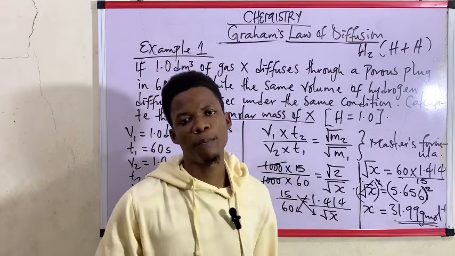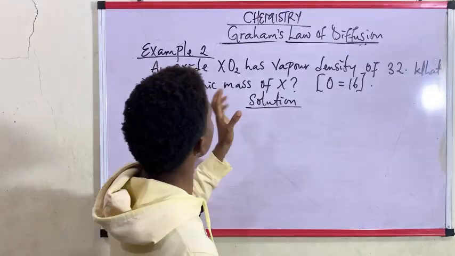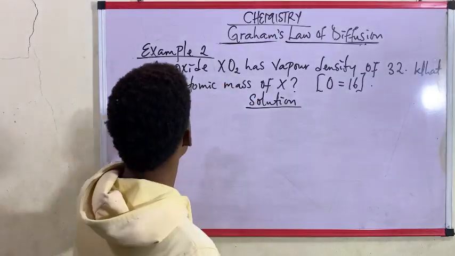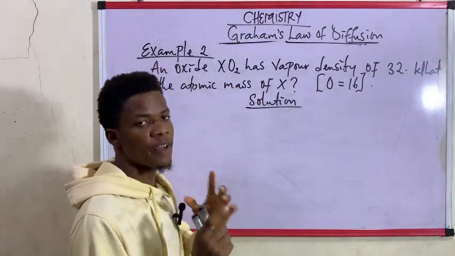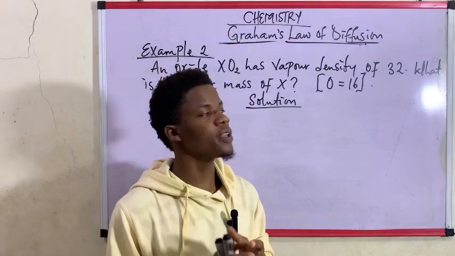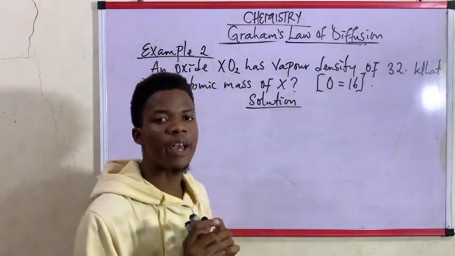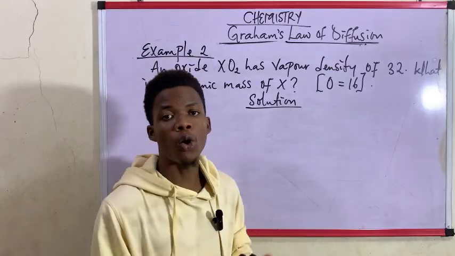Now let's go to example 2. It says an oxide XO2 has a vapor density of 32. What is the atomic mass of X? So an oxide has a vapor density of 32. What is the atomic mass of X? We're looking for the atomic mass of X.